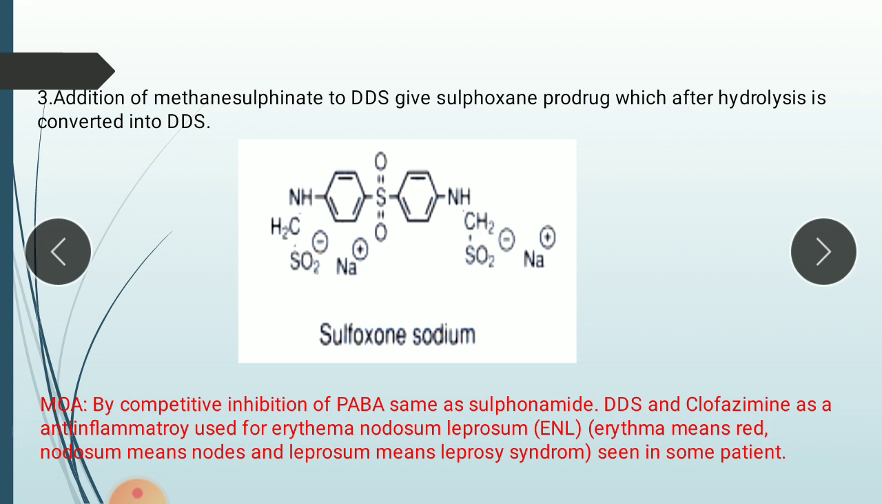Regarding mechanism, it acts in a similar manner as sulfonamide, that is, by a competitive mechanism. It inhibits the incorporation of PABA, therefore there is no formation of folic acid or folate, and therefore no conversion of dUMP to TMP. So that is the mechanism of action of dapsone.